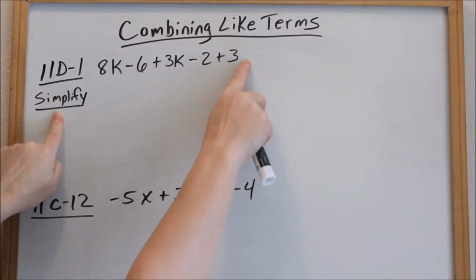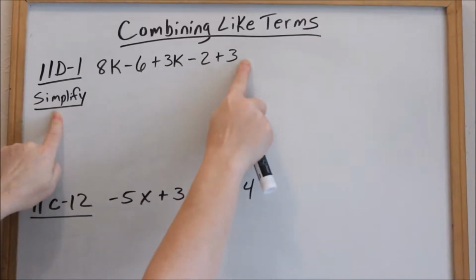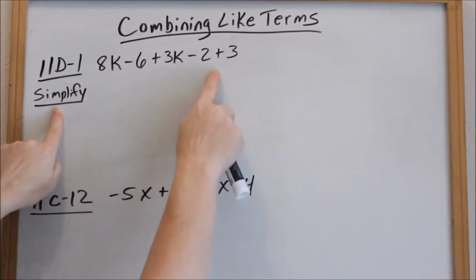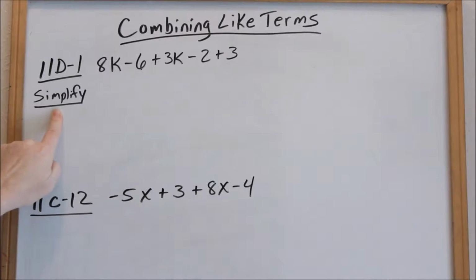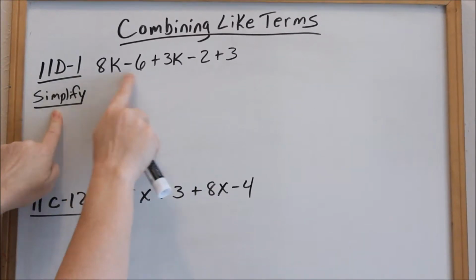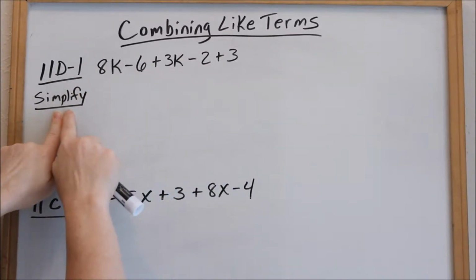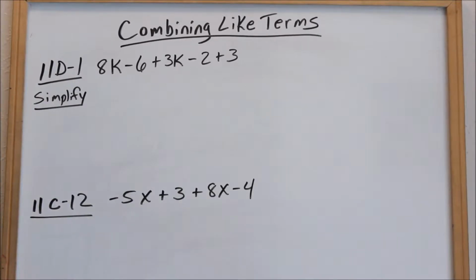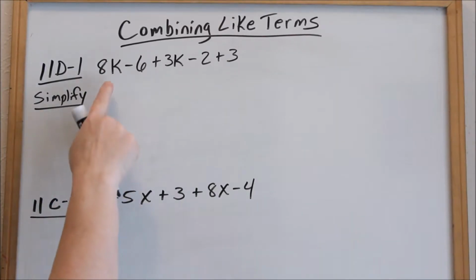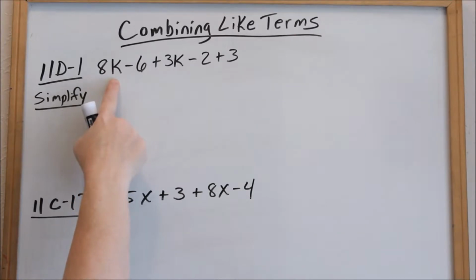If you notice, there's no equal sign. When there's no equal sign, this is called an expression. When there is an equal sign, it's called an equation. So when there's no equal sign, it's called an expression, and we just simplify, meaning we can only combine K's to K's and numbers to numbers. We are not trying to solve for K. We are only combining K's to K's and numbers to numbers. So this can be rearranged using commutative property.